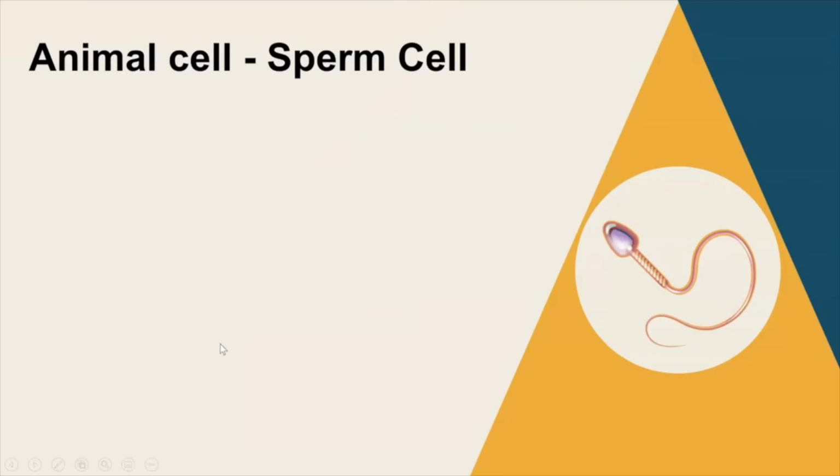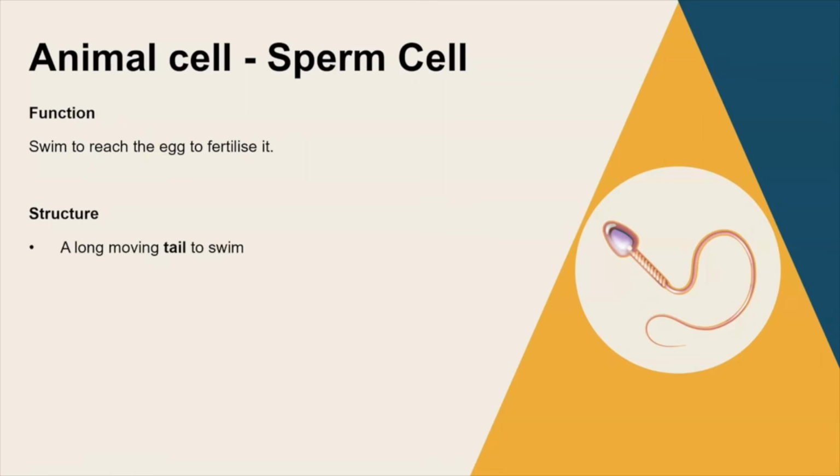Now if we go on to the different specialised cells you need to know. So we're going to start with the animal cells, and firstly a sperm cell. Now for all the specialised cells, you need to know what the function is and how the structure of the cell links to that. So the function of the sperm cell is to swim to reach the egg, carry the genetic material and fertilise that egg.